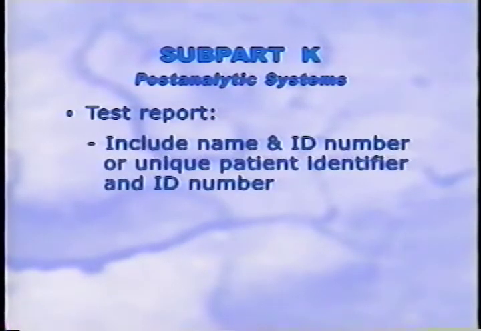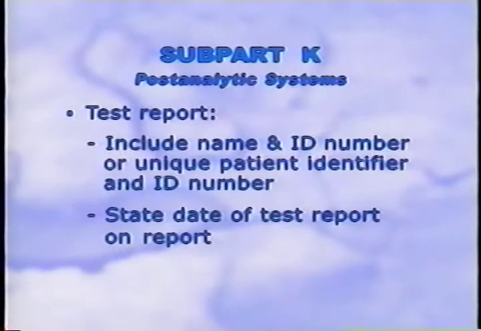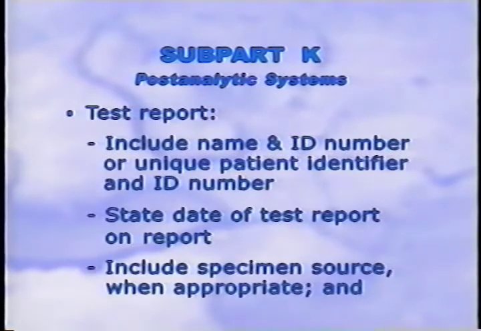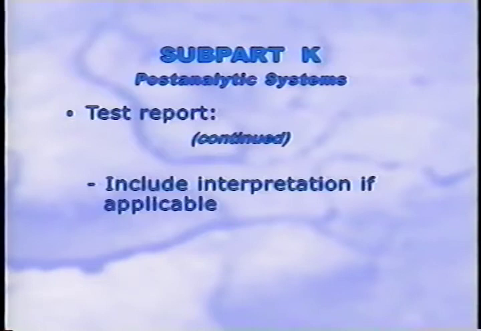Based on recommendations regarding the former regulation, the test report now includes the name and identification number or unique patient identifier and identification number. Because the former regulation did not specifically require a patient's name or unique identifier as part of the test report, several comments expressed the importance of including the patient's name with an identification number on the test reports in order to ensure positive patient identification. Other items required include the test report date, the specimen source when appropriate, and the interpretation if applicable.